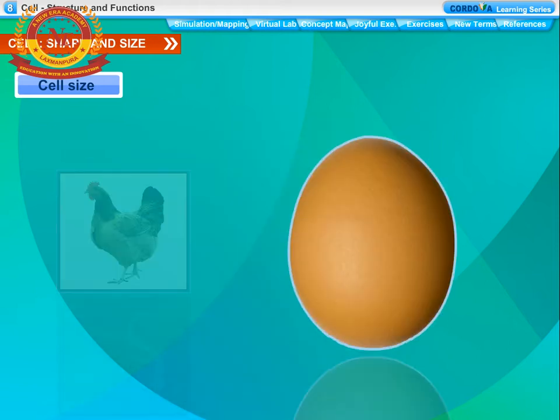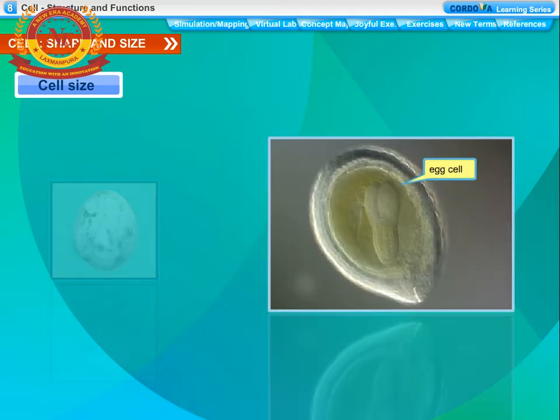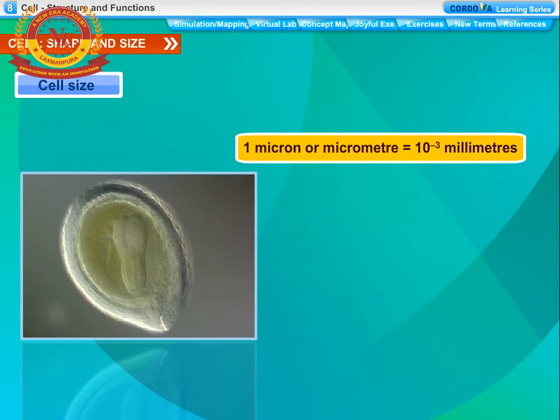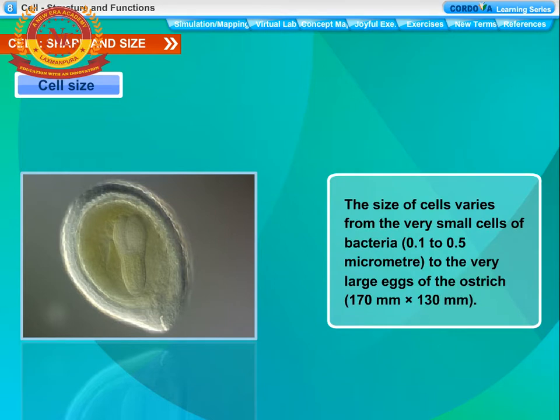Cell size. The cells and their organelles are measured by fractions of a millimeter, mm. 1 micron or micrometer equals 10 raised to the power minus 3 millimeters. The size of cells varies from the very small cells of bacteria, 0.1 to 0.5 micrometer, to the very large eggs of the ostrich, 170 mm into 130 mm.